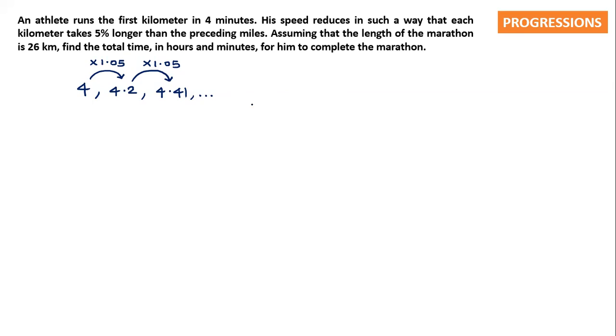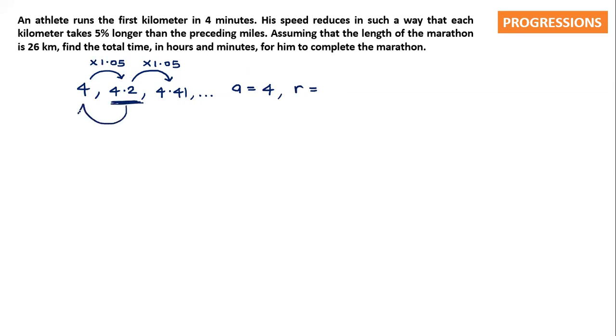So class, what do we need in a progression? Simple. We need the first term, which we call A. A is the first term, the front value here, T1, which is 4. And R is the common ratio. So how do we get the common ratio? Normally we will take the second term.